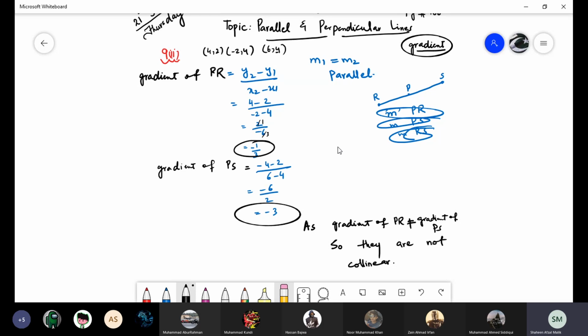They will be collinear if their gradients are equal to each other. If the gradient is the same, they will be collinear. If the gradient is different, they will not be collinear. For collinear points, the gradients of all three points should be equal to each other.